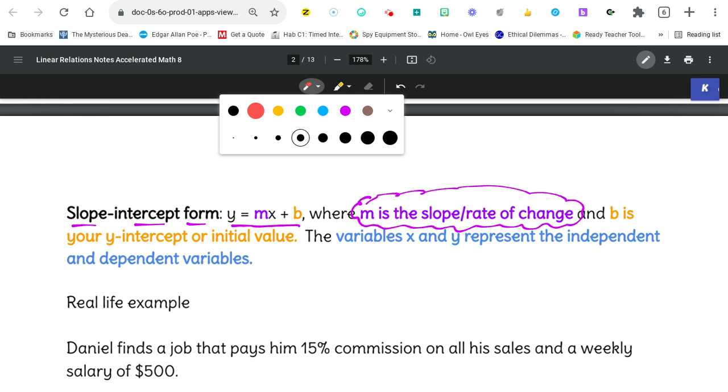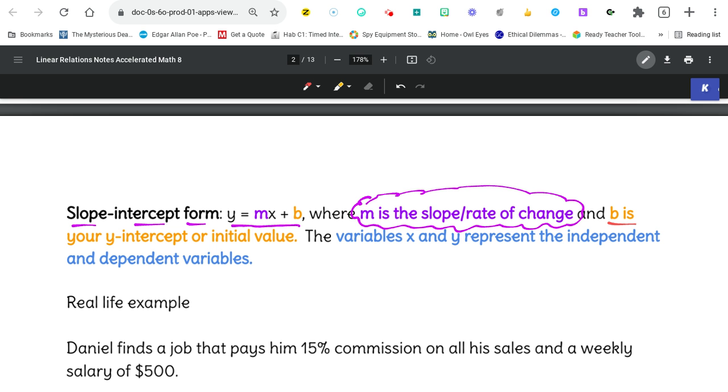All right, what does B represent? B is your y-intercept or your initial value. Initial meaning where something starts at. Like, what did you do initially? What did you do to begin with? That's all that means, initial value. What was the beginning? And then the variables X and Y represent your independent and dependent variables.